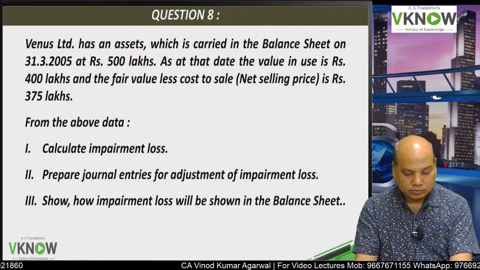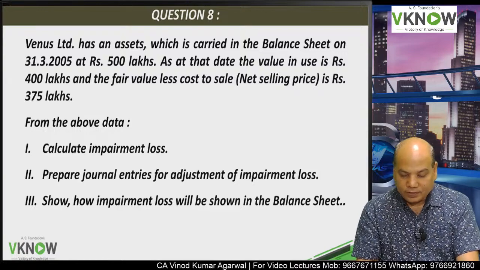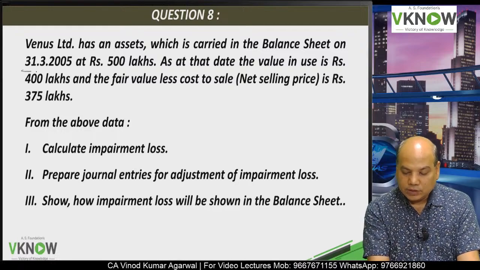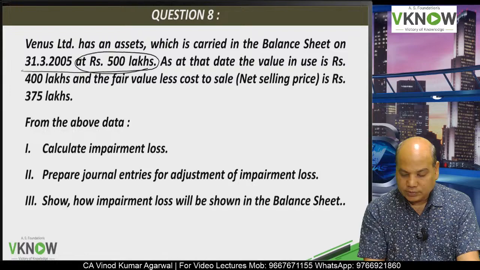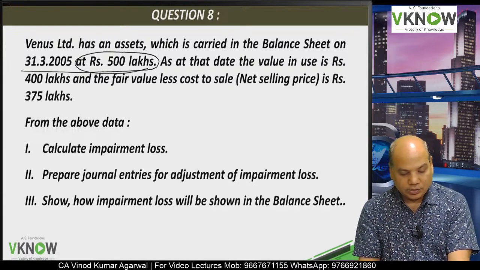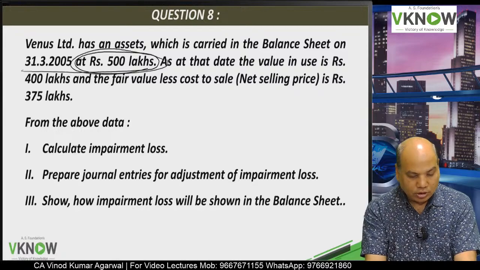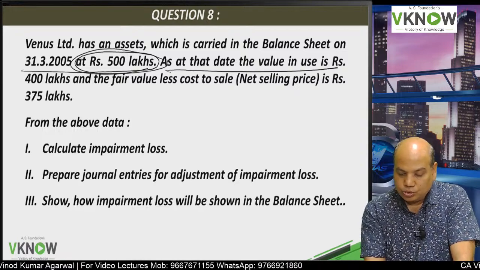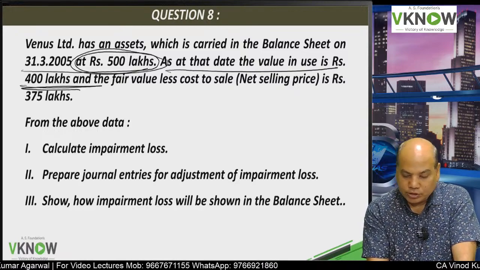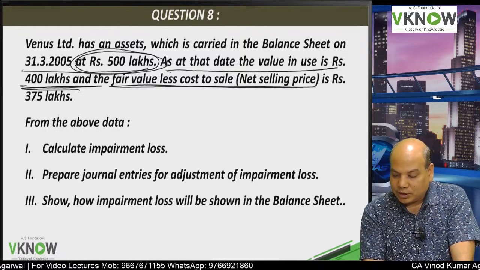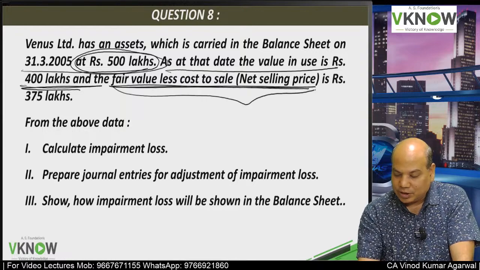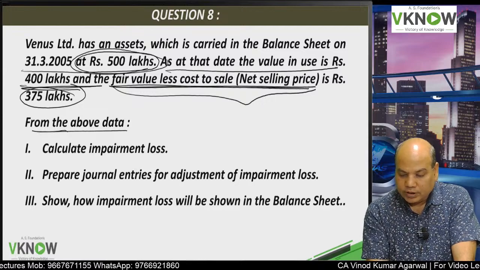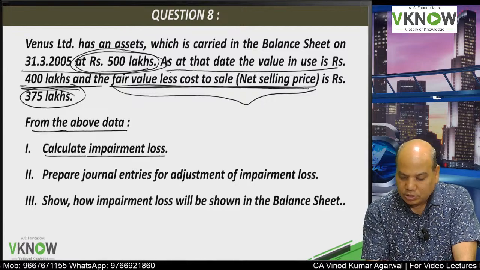Question number 8. Venus Limited has an asset which is carried in the balance sheet on 31st March 2005 at 500 lakh. So what do you call this 500 lakh? This is carrying amount. At that date, the value in use is 400 lakh. Net selling price, fair value less cost to sell, is 375 lakh. From the above data, calculate impairment loss.